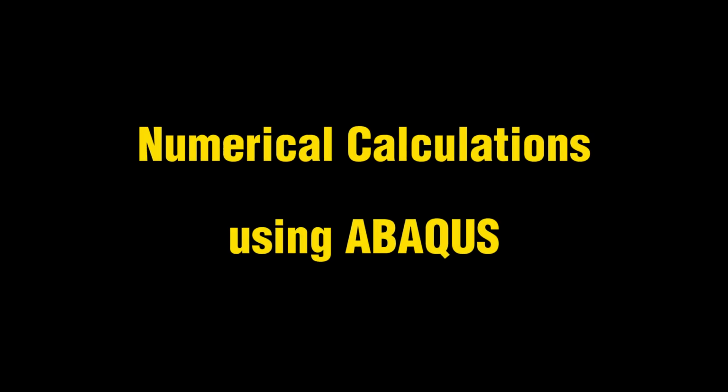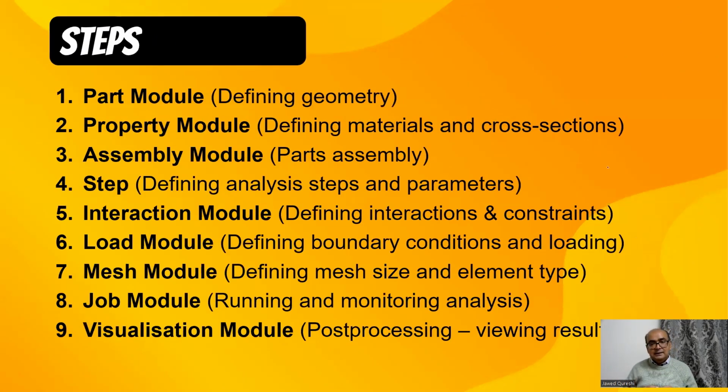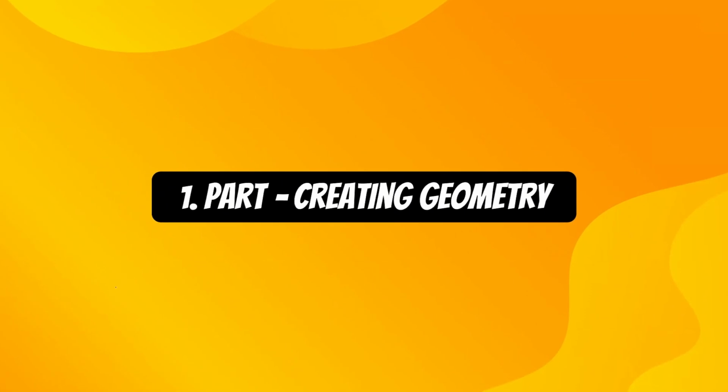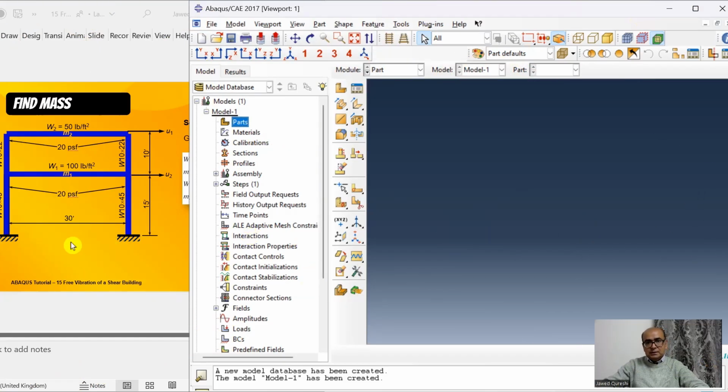This is the first time I'll be using US units in inches, so length in inches and forces in pounds and mass in pound second square per inch. And let's see how we get on with the modeling. I'll be using these 9 steps as I've been using in my previous lectures to model this structure. First step is part where we will create geometry. I'm going to model this structure in ABAQUS.